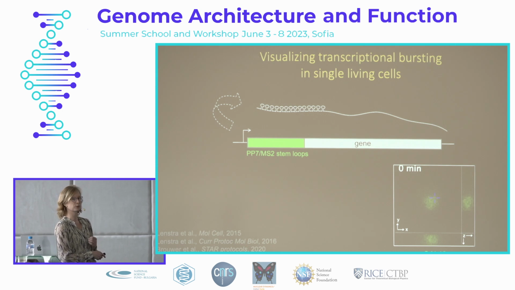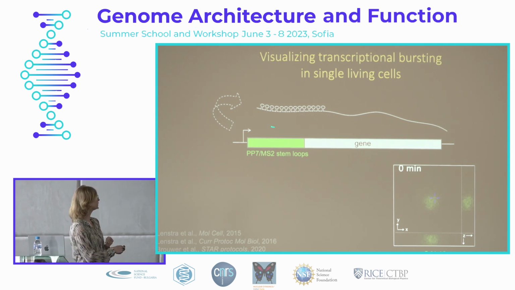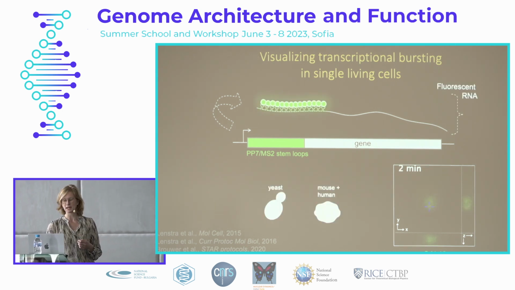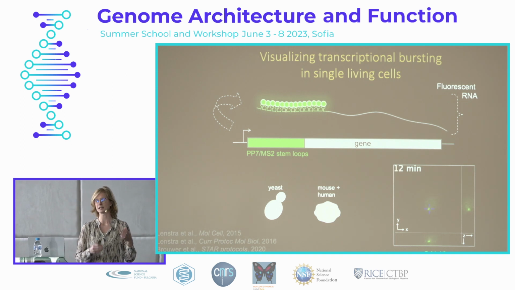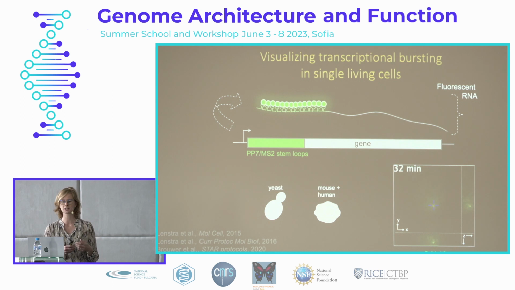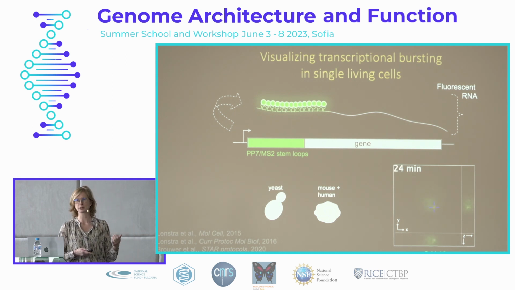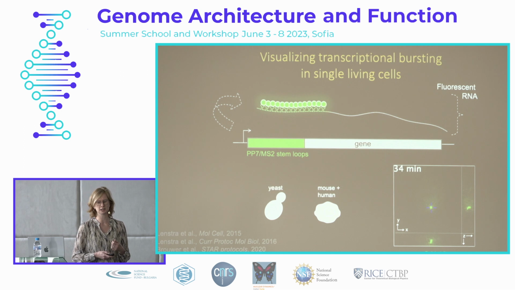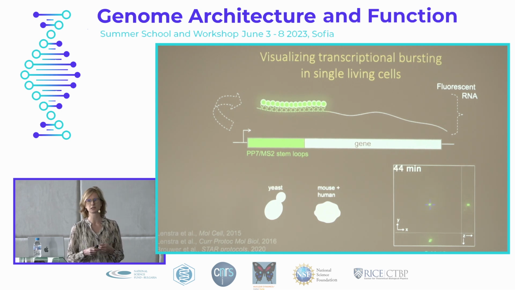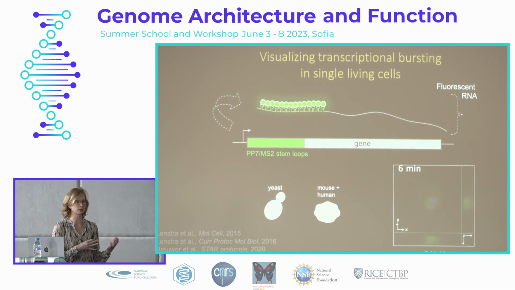Then we co-express in the cell a coat protein that specifically binds to these hairpins and is fused to a fluorophore. That results in the appearance of a bright spot in the nucleus, of which the intensity is proportional to the number of RNAs being produced. So we can now follow transcription as it occurs in live cells. In our lab, we now do this live cell imaging both in budding yeast and in mouse and human cell lines, but for today, I will mostly focus on budding yeast.